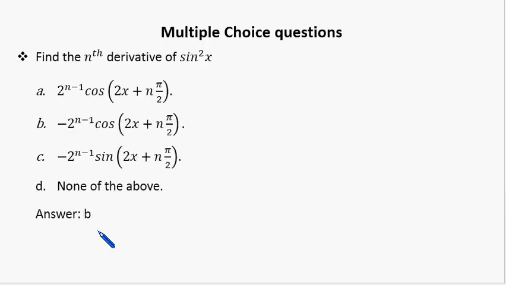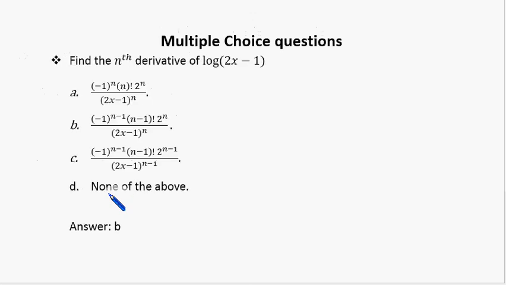The next multiple choice question is find the nth derivative of sin square x. Option A, 2 to the power of n minus 1 into cos of 2x plus n pi by 2. Option B, minus 2 to the power of n minus 1 into cos of 2x plus n pi by 2. Option C, minus 2 to the power of n minus 1 into sine of 2x plus n into pi by 2. Option D is none of the above. So the answer is B.